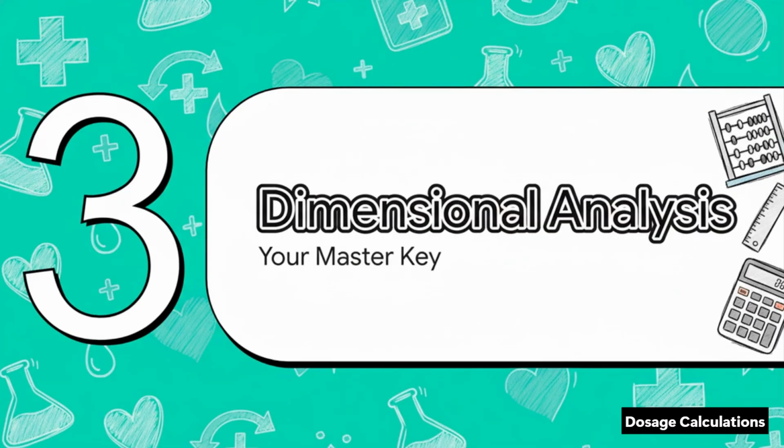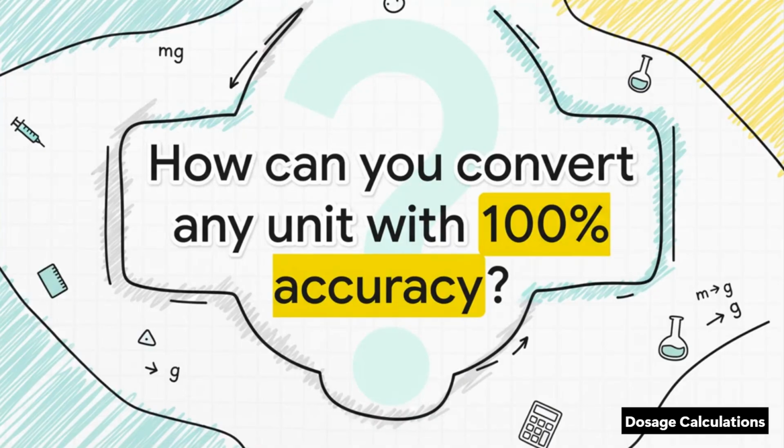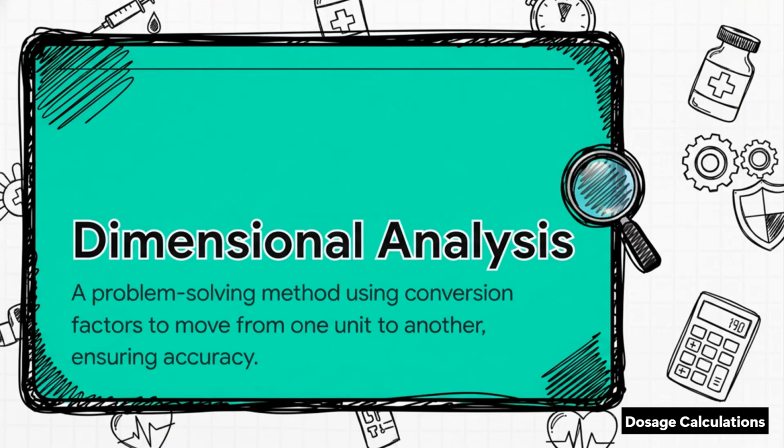So, knowing the conversions is step one. But how do you use them perfectly every single time, even when you're under pressure? Well, the answer is a really powerful method called dimensional analysis. Think of it as your secret weapon for getting flawless calculations. I mean, how do you get rid of the guesswork? How do you set up a problem so that you know, without a shadow of a doubt, that your answer is right before you even pick up the calculator? You do it with dimensional analysis.